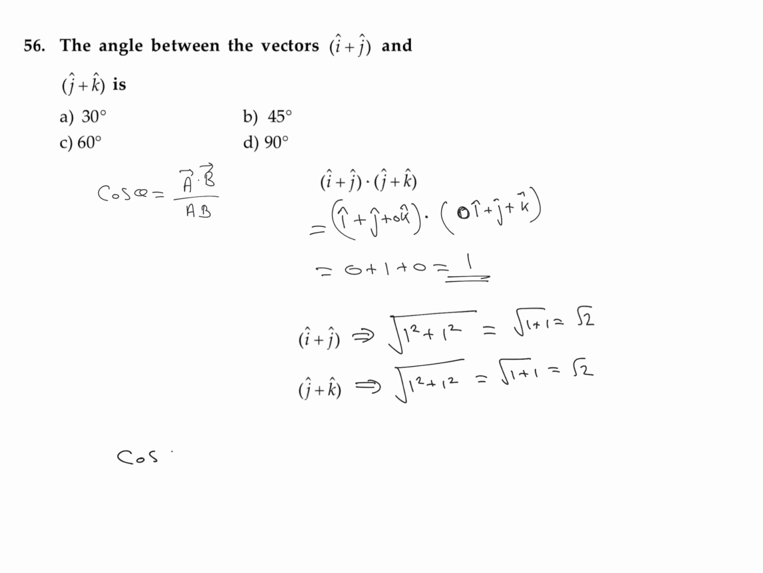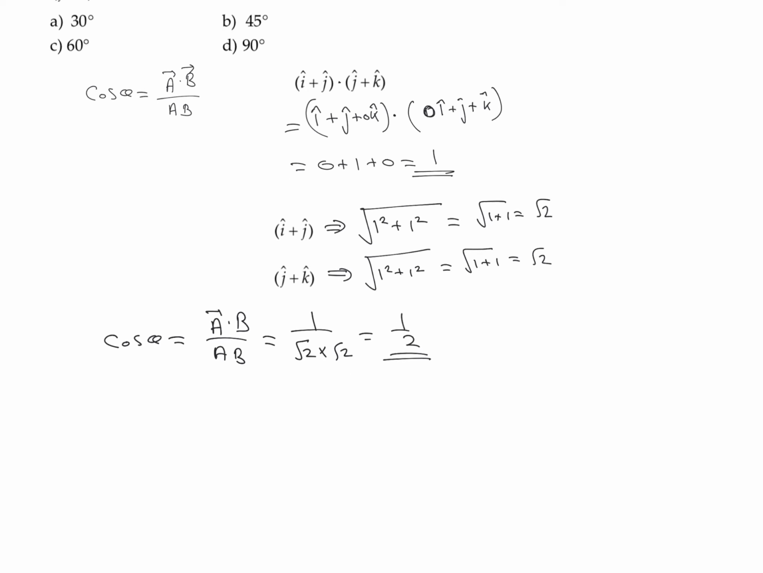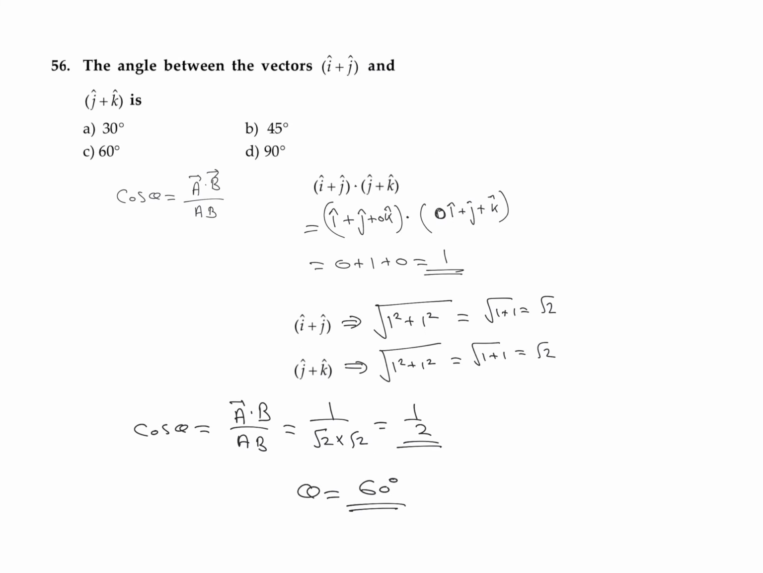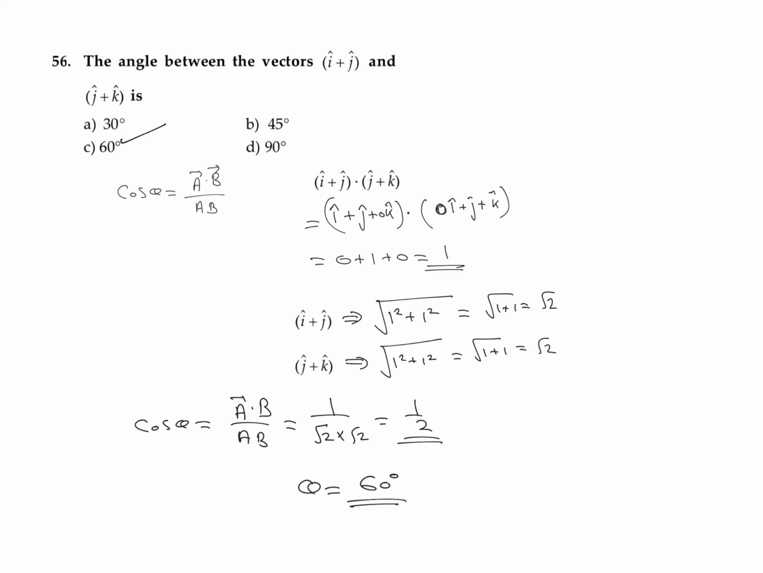So we can write the value of cos theta is equal to a dot b divided by magnitude of a times magnitude of b. Over here a dot b is 1, divided by a which is root 2 and b which is root 2, so that is 1 by 2. So cos theta is 1 by 2. We can say that theta should be equal to 60 degrees, because cos 60 is nothing but 1 by 2. So the angle between them is 60 degrees.